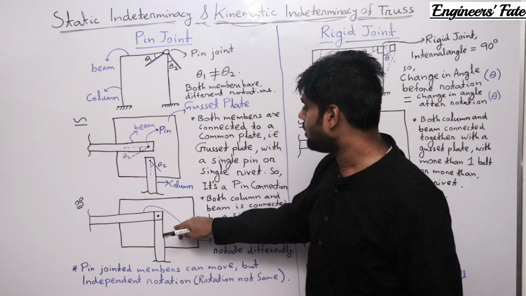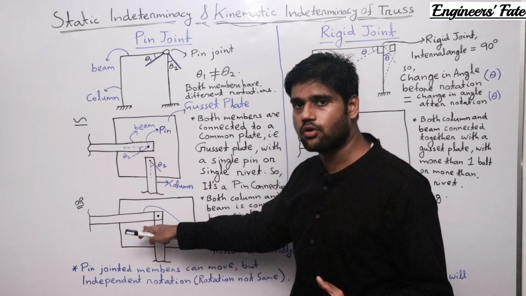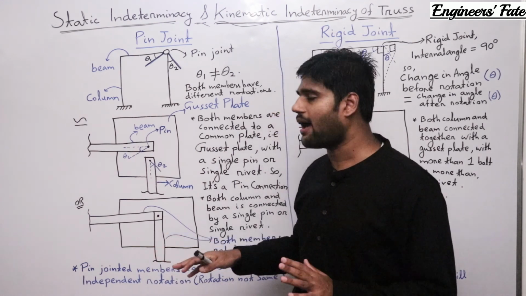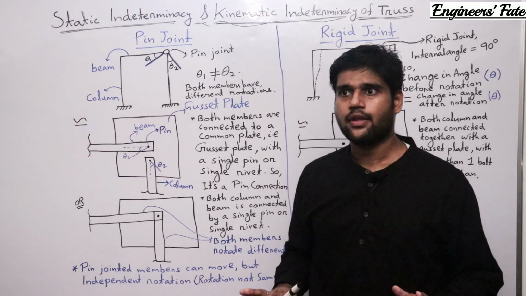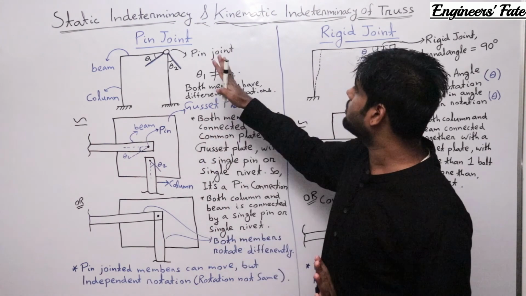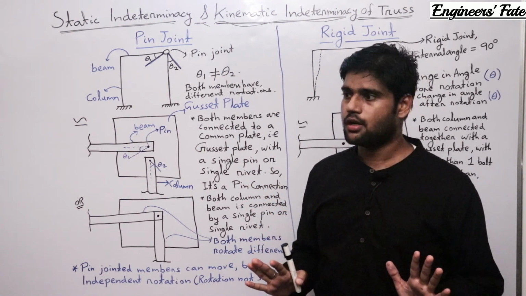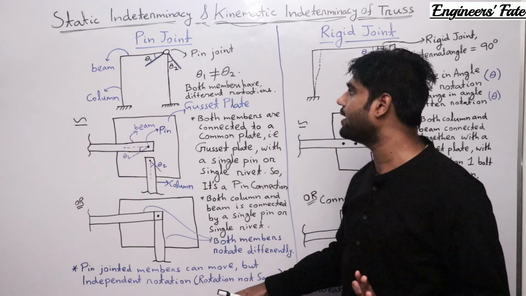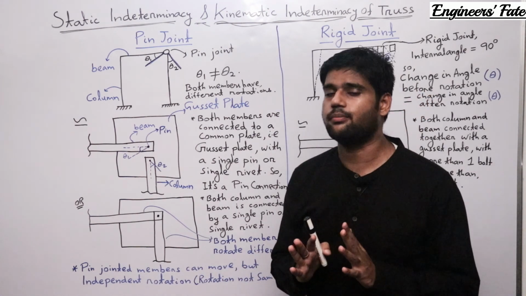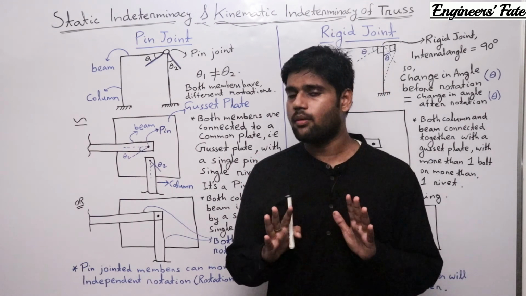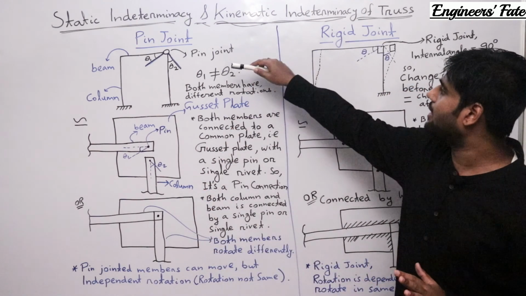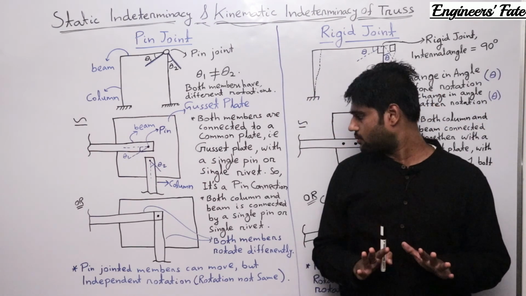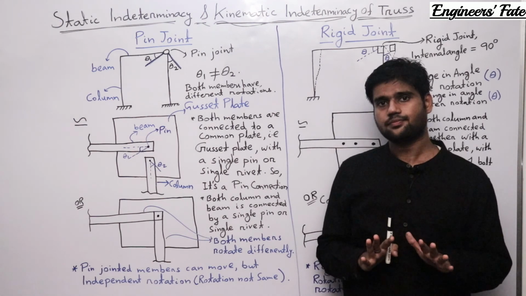In this figure also, if the structure undergoes some loads or some deformations, both beam and column have a different rotation. I hope you get this. So this is the pin joint discussion. The point to be noted is that pin joint members can move but with independent rotations. Independent rotations means both beam and column have different rotation, and theta 1 is not equal to theta 2. So first note down this.